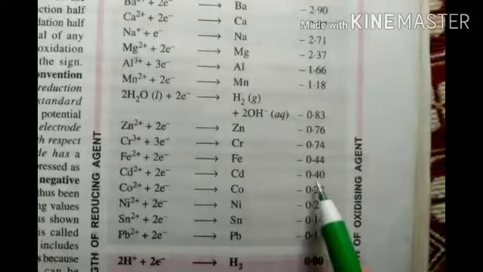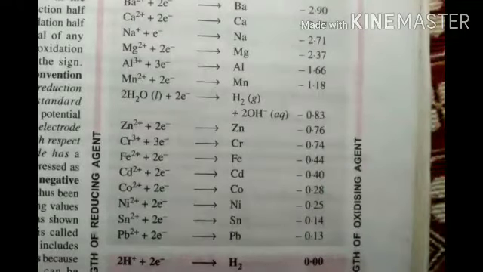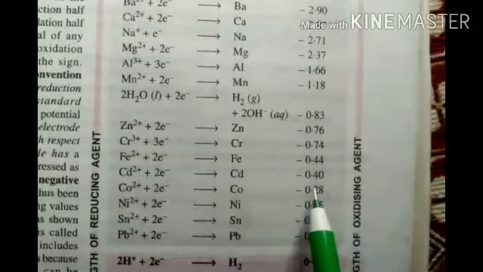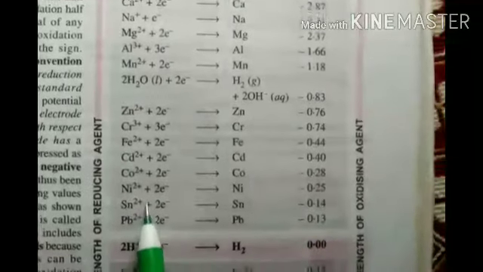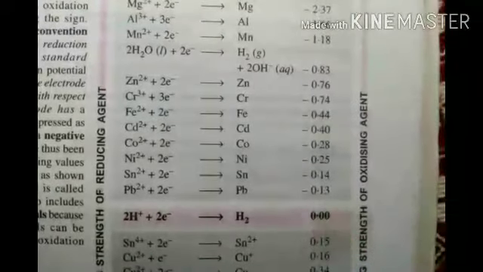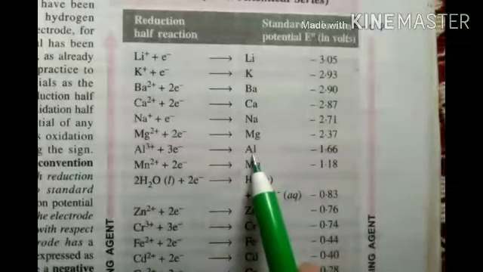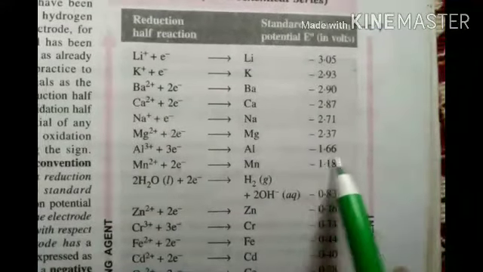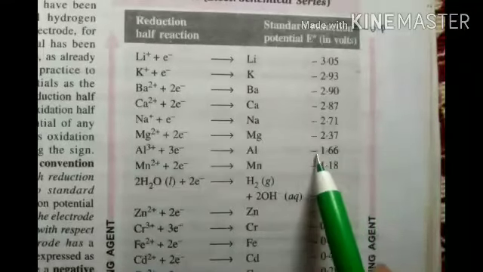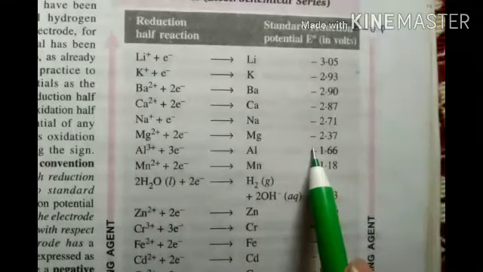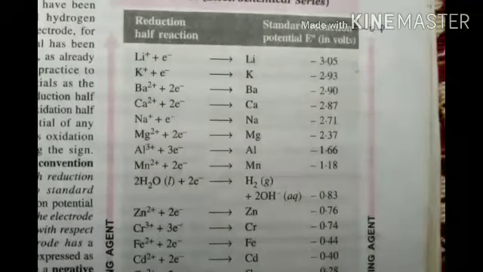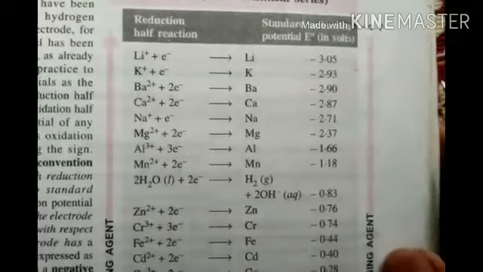They won't give this number. Cadmium, remember it. Cobalt, remember it. Nickel, remember it. Tin, remember it. Lead, remember it. Without these values, you can't do anything. Aluminum taking 3 electrons, it is this much of oxidation reduction potential. If the minus is not there, that is called oxidation potential. If minus is there, reduction potential.